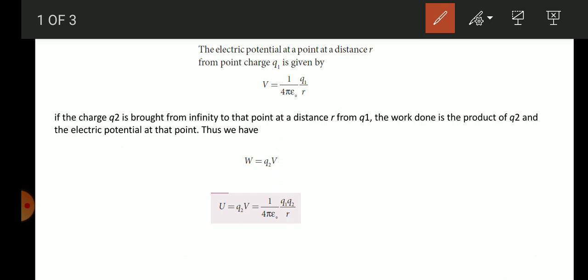Or if there are n number of charges brought from infinity to that point, then each charge contributes some potential energy at the point. So that we need to calculate.